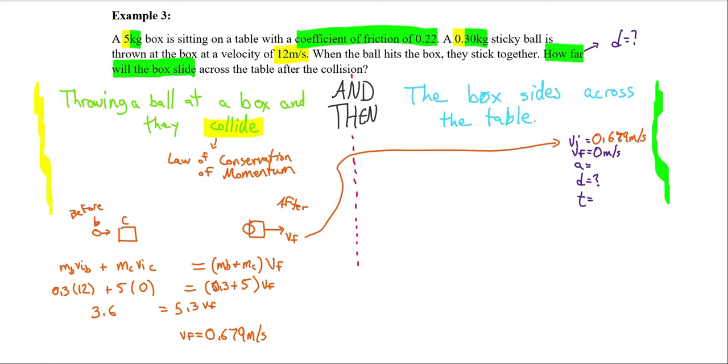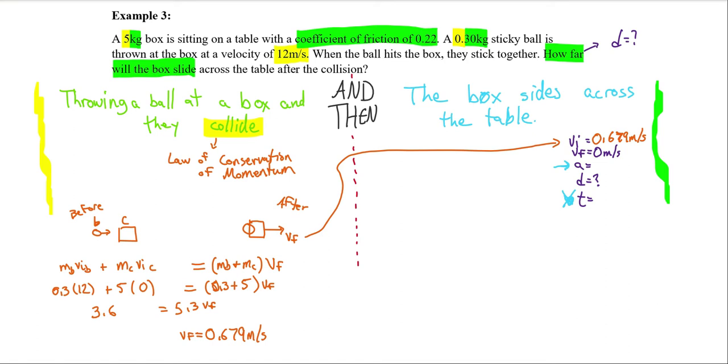If only there was some other thing for us to be able to solve. Well, maybe I could find either acceleration or time. One thing that we haven't talked about is our friction. Friction is a force, and I know forces can help find my acceleration. So I'm not going to find time, I'm going to find my acceleration.